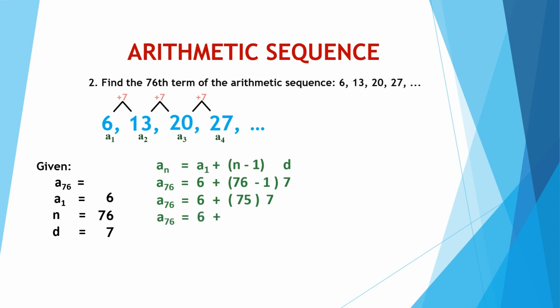a sub 76 is equal to 6 plus, let's multiply 75 by 7. 5 times 7 is equal to 35. We write down 5 and carry 3. 7 times 7 is equal to 49 plus 3 is equal to 52. Let's write 525 here. 6 plus 525 is equal to 531. So a sub 76 is equal to 531.